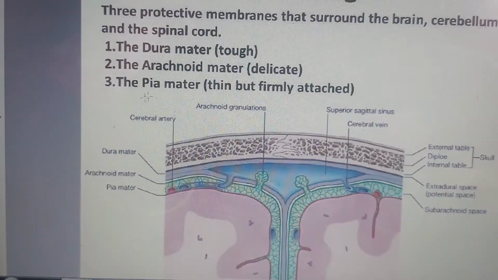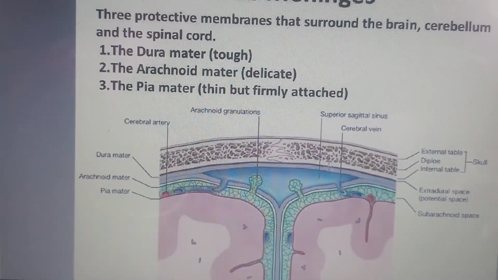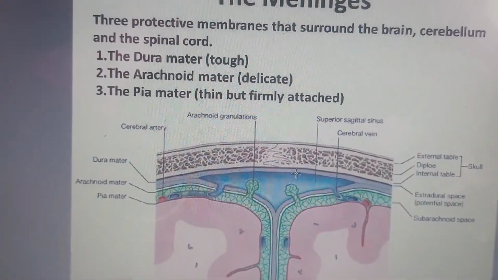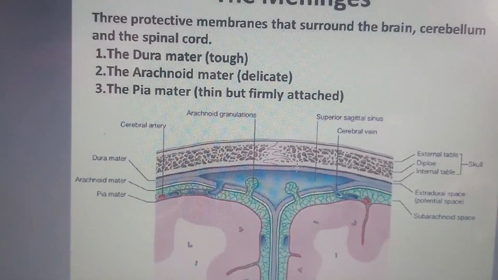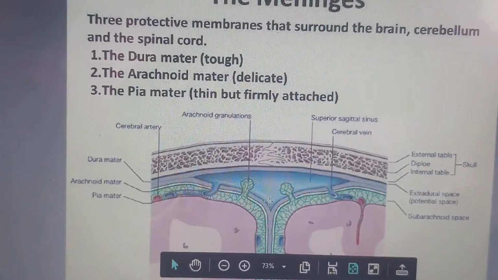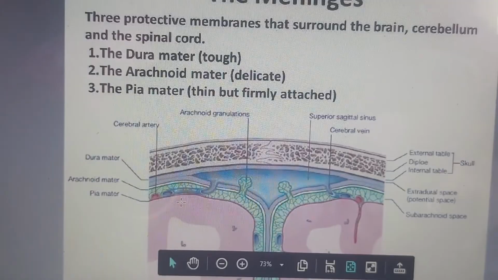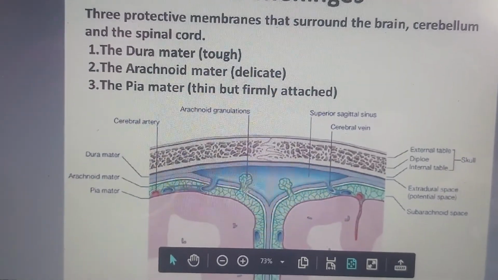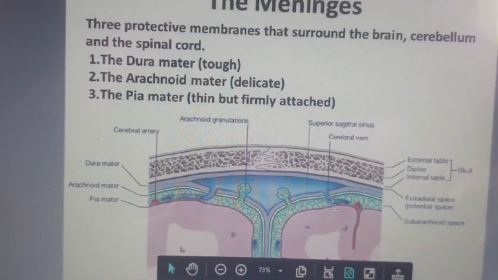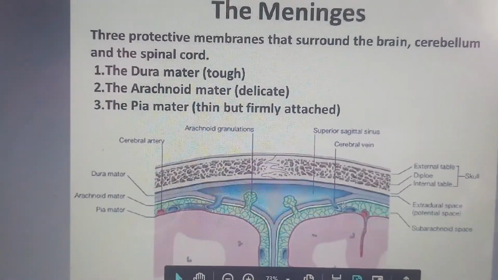Here in this diagram, we can find the vault of the skull in section. There is the outer table and the inner table, and in between there is the diploe, the spongy layer of the bone. This is an example of a venous sinus, and you can find blood vessels and projections from the arachnoid mater inside the venous sinuses, known as the arachnoid granulations. It is a cross section showing the superior sagittal sinus.